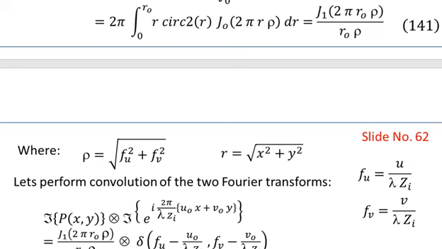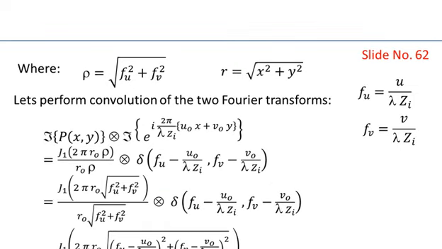the square root of fu square plus fv square, and r, which is the radial coordinate at the object plane or at the pupil plane, is equal to the square root of x square plus y square. So fu is related with the space coordinate as u over lambda zi, and fv is equal to v over lambda zi, where u and v are the space coordinates and fu and fv are the Fourier coordinates, and rho is also a Fourier coordinate. Then we have circular symmetry. So let's perform the convolution of the two Fourier transforms.